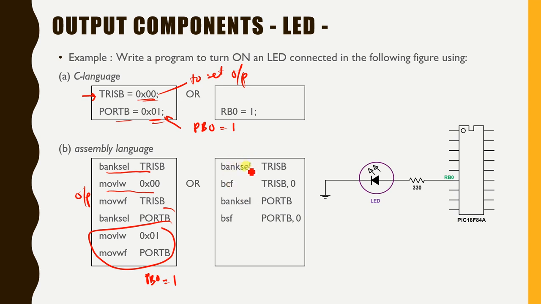Or you can also use this way of programming: bank select TRISB, bit clear flag TRISB, which means you send a 0 to TRISB, and then bank select, bit set flag PORTB 0. So this is a shorter program code. So in order to do a shorter program code, or should I say a smart program, you have to know which instruction set you need to use.